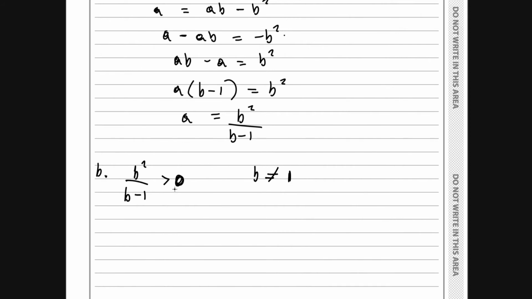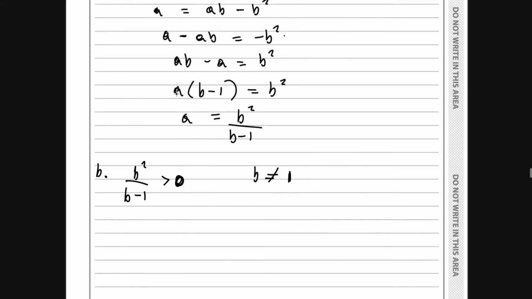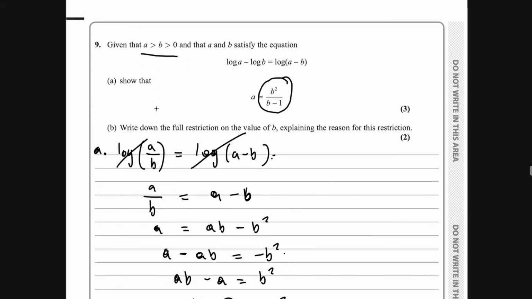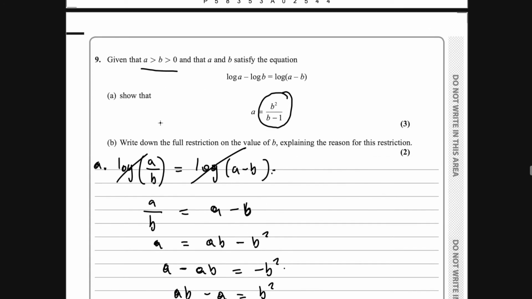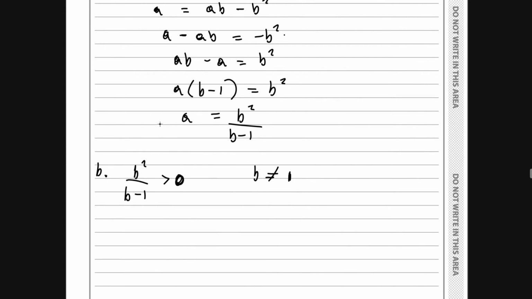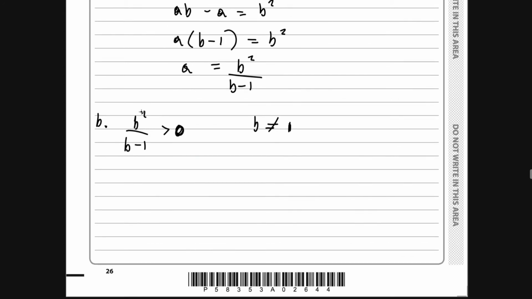At the same time, we just need to stress the fact that this has to be positive. The numerator, b squared, will always be positive if b is greater than 0, as put here, even indeed if it was negative, as long as b is a non-zero number, b squared will always be positive. b minus 1, however, can be negative, and if it is negative, this whole expression will become negative. So it's clear that the denominator in that case must be greater than 0. The denominator has to be positive for this whole expression to be positive.